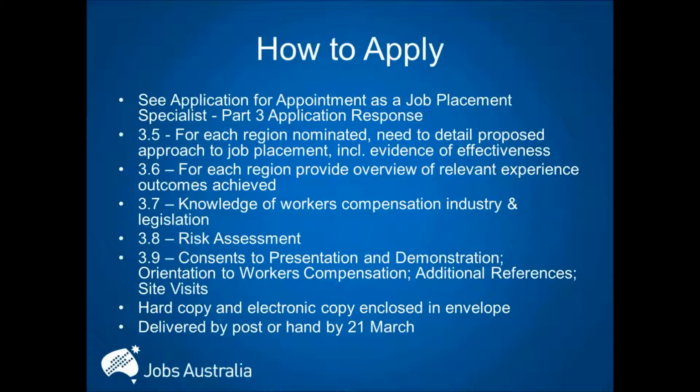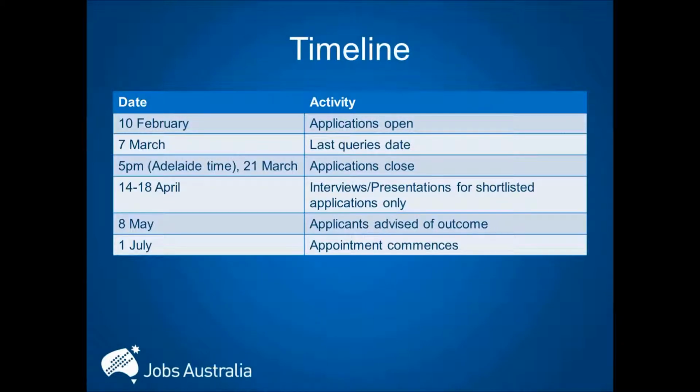You have to agree to your staff undertaking training in workers' compensation. You need to provide references, additional references, and you need to agree to site visits, which are all pretty standard things in any funding application process. You need to have hard and electronic copies enclosed in an envelope, and they need to be delivered by post or hand by the 21st of March, which is about 3 weeks away.